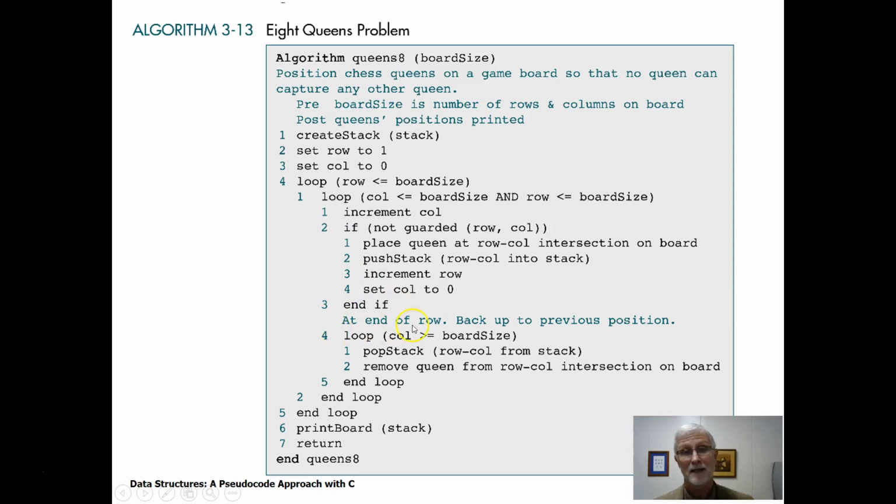Now, if at the end of the row you still don't have a position, I've got to take one item off the stack, one column off, remove that queen off the board, and then continue going back up to check the column. This is a good example of backtracking: I'm putting things on the stack, and when I reach a dead end without a solution, I pop one off, go back around, and try a different solution.